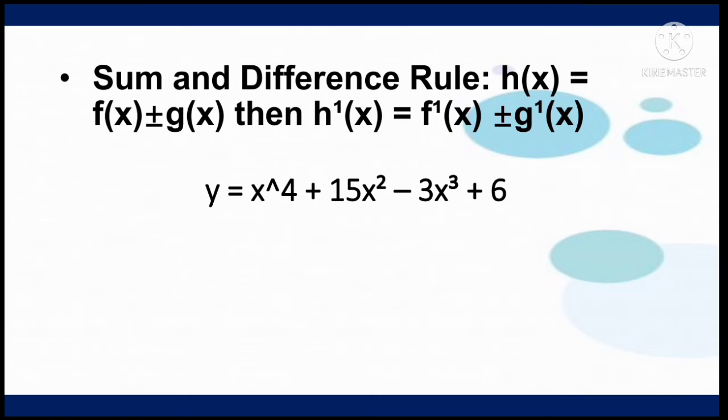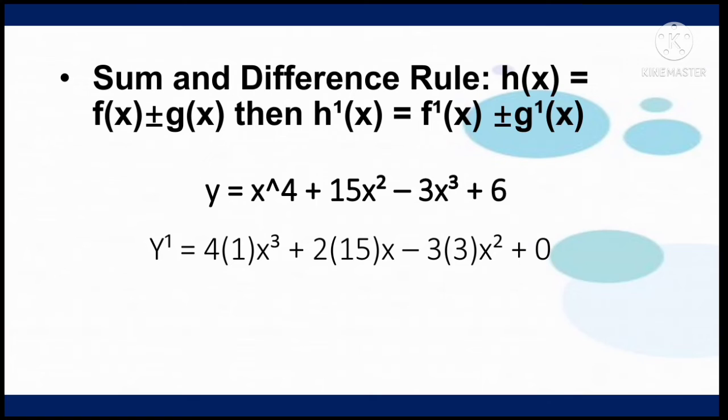So given this example here, we have y is equal to x raised to the power 4 plus 15x squared minus 3x cubed plus 9. As we apply the sum and difference rule, we came up with this process. As you observe, we also apply the power rule and the constant rule. Here, y prime is equal to 4 multiplied by 1 times x cubed. Observe that it is the power rule, plus 2 multiplied by 15x, power rule again.